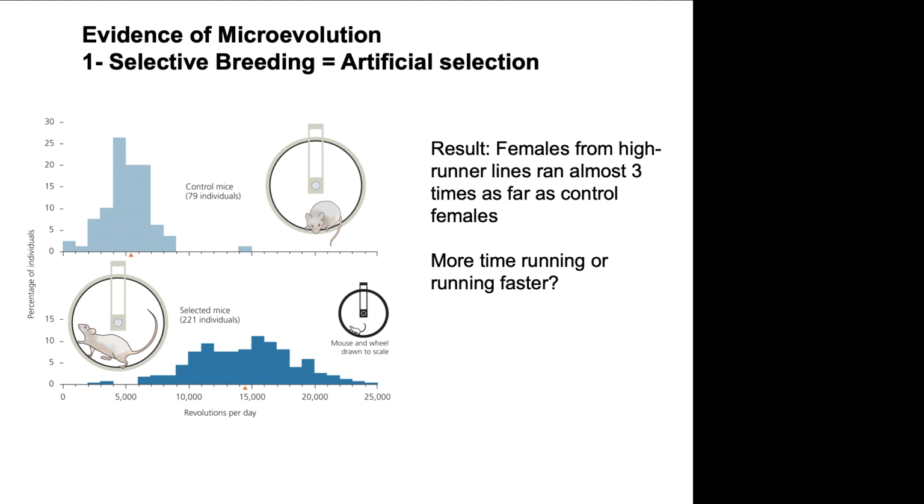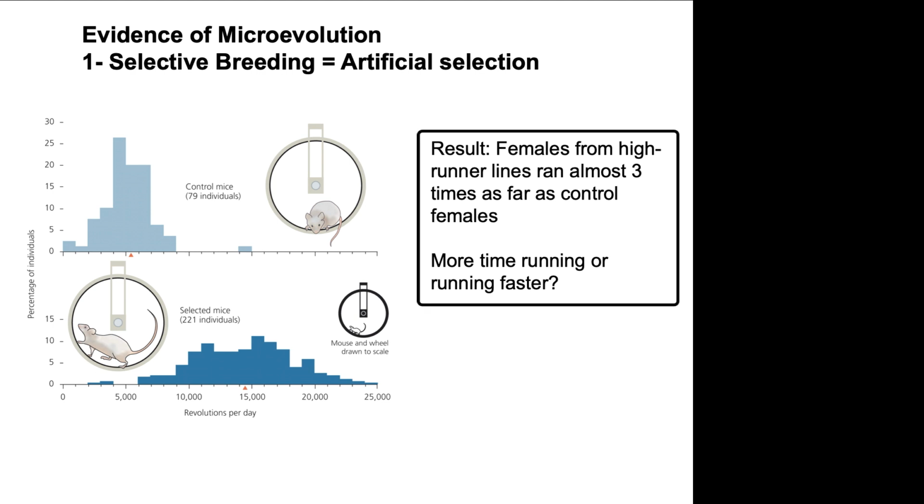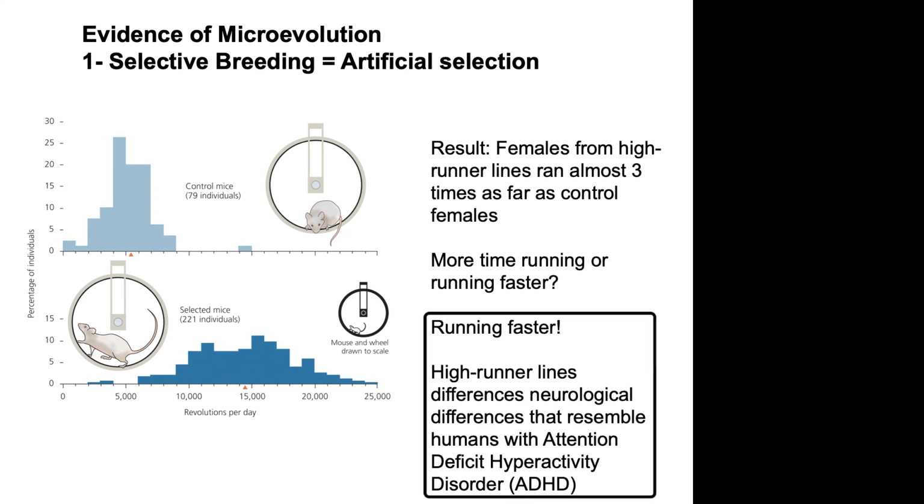They also asked the question, were they running more often, or were they just running faster? So they looked at the number of revolutions and the time spent in the wheel for the two different groups. What they found was the high runner lines had neurological differences which allowed them to run faster. So they weren't spending necessarily more time in the wheel, they were just running faster. And they looked at these genetic lines, and it actually mimicked ADHD, attention deficit hyperactivity disorder, in humans. So it did relate to humans as well.